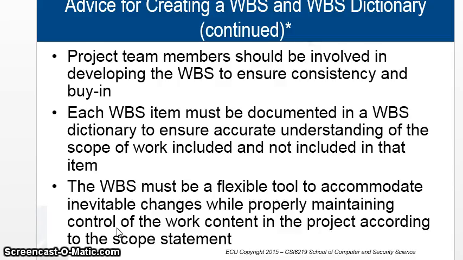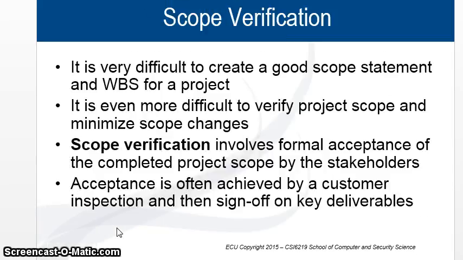So that's there. So once that is done, let's talk about it. It's very difficult to create a good scope statement and workbench for a project. Voila. It's even more difficult to verify project scope and minimize scope changes. Okay. Involves formal acceptance. So when we define that this item has to be done in planning, these are the things in planning we have to do, concept requirements, so it has to be verified by the stakeholders. So the ones who are going to finance it, the boss, the director, the developer, the chief designer, everybody has to get, there has to be acceptance from it.